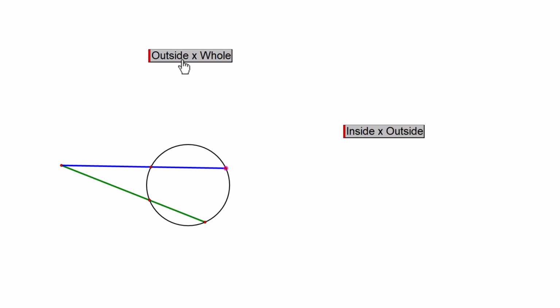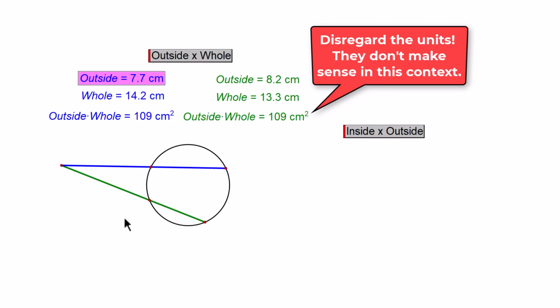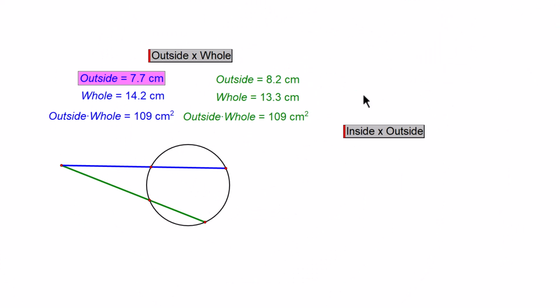If I take outside times whole, the blue outside right here on the outside piece here is 7.7, and the whole thing is 14.2. And then the outside on the green is 8.2, and the whole length from here to here is 13.3. Now, you might think I have this set up. I take the outside times the whole thing. 7.7 times 14.2 works out to be 109. 8.2 times 13.3 is 109.